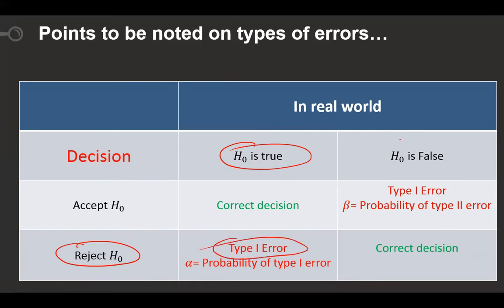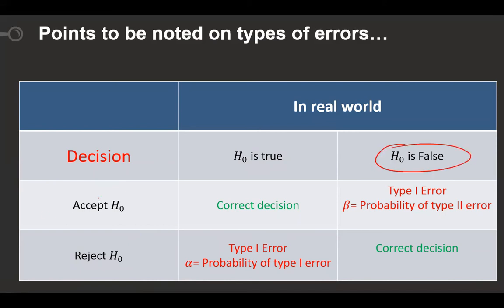Similarly, the other one: H naught is false, and I accept it. Then it is a mistake. What is the mistake? It is nothing but the type 2 error. So 2 should come here. Type 2 error. Now H naught is false and I am rejecting it. False is rejected, so it is a correct decision. If you remember this, it is easy for you to write the types of error. I'm going to tell you once again. H naught is true.